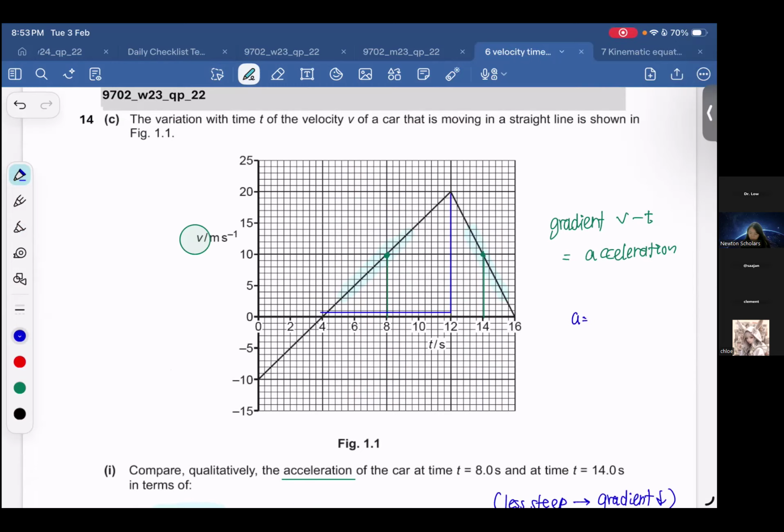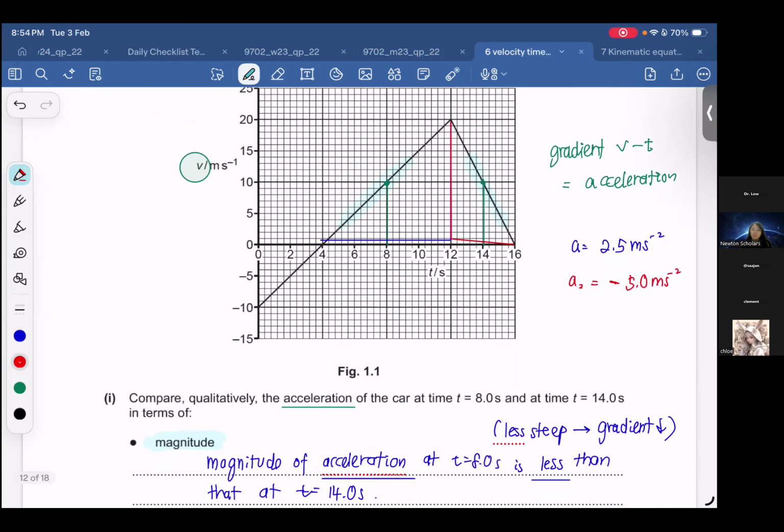20 divided by 12 minus 4 is 8. So my starting acceleration is 2.5 meters per second squared. Now I draw another triangle to find the gradient for the second section. So my second acceleration should be negative. Yes, 20 divided by 4, so I will get 5.0 m/s² negative.